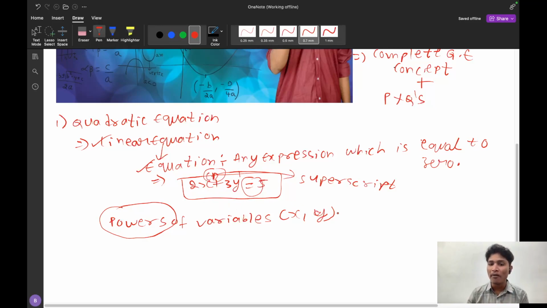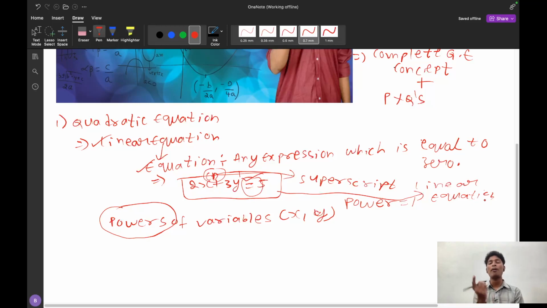So if the power is equal to 1 and there is an equal to sign, this entire thing we can say is a linear equation.